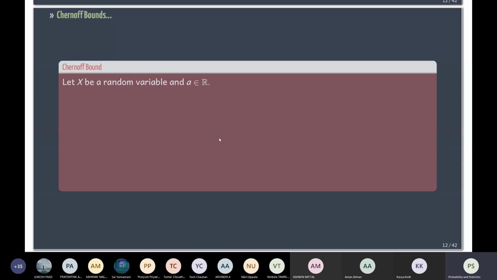Okay, there is something called Chernoff bounds. Again, yet another Russian. So these are all bounds, called probability bounds. Let X be a random variable and a be some real number. Then define this. What was this, if you recall? Moment generating function, right? So this is a known quantity. Moment generating function, nothing to be scared of.